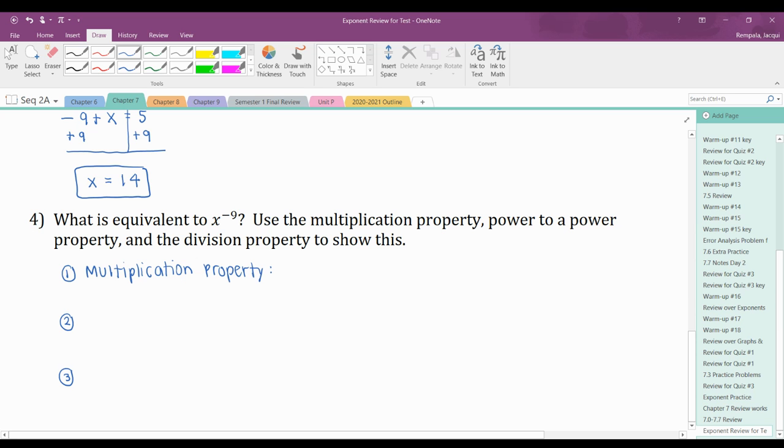We actually just looked at this in the last problem. It's when you have the same exact base being multiplied together. That means that you are going to keep the base and you are going to add the exponents. So since that's the multiplication property, if I want my answer to equal x to the negative ninth, I'm going to have an x times an x, and I just need to come up with two exponents that when I add them give me negative 9.